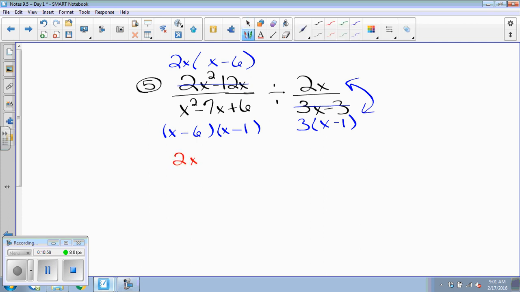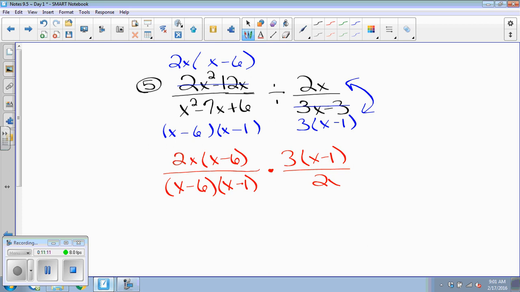So I have 2x times x minus 6 on top, and then I have x minus 6 times x minus 1 on bottom, and that changes to multiplication. So 3 times x minus 1 over 2x. I factored. Now I flipped. Now I need to simplify, right?